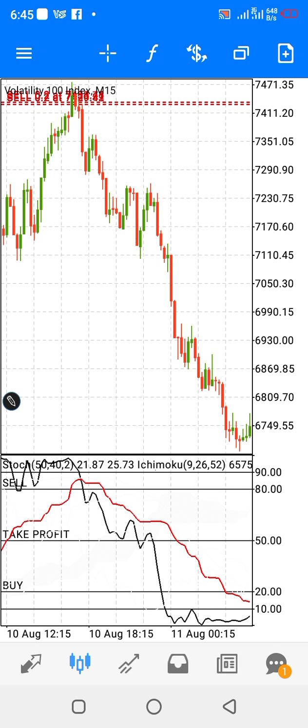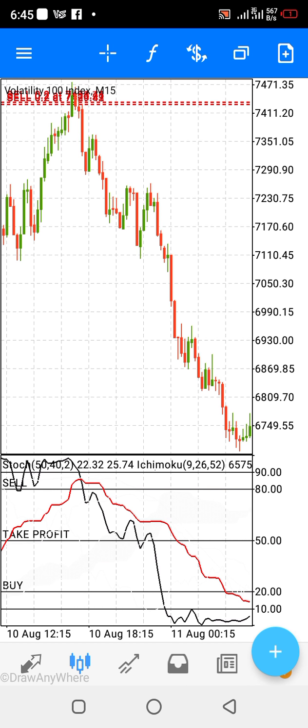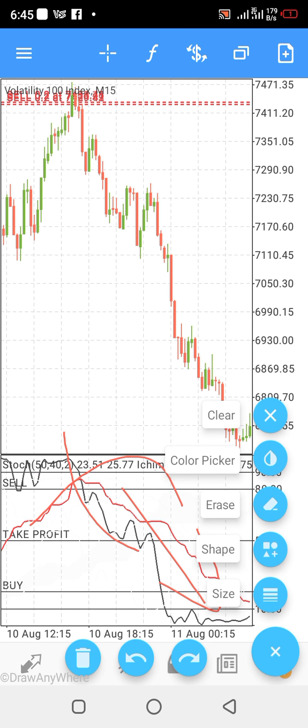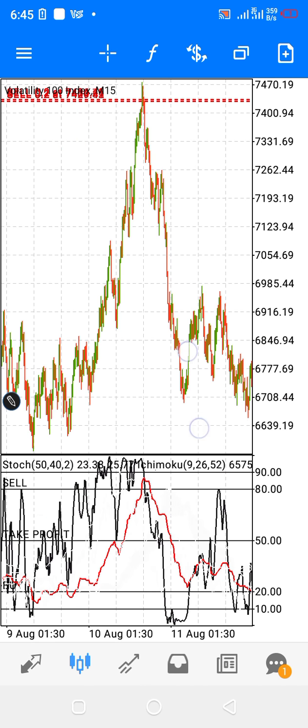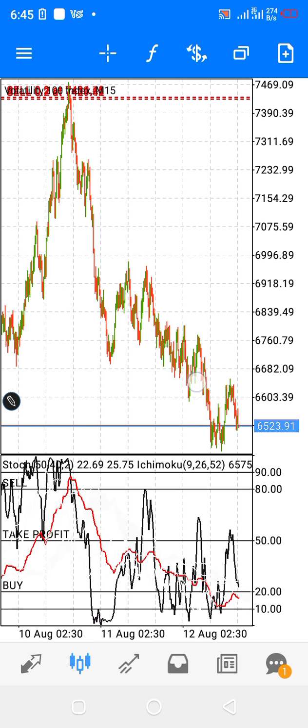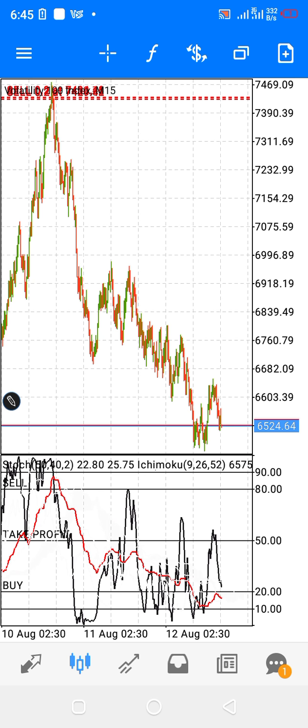The only thing is for you to see that the red is crossing and the black is down and is coming downwards. Okay, so that is how I trade. That is how I do my trading here.